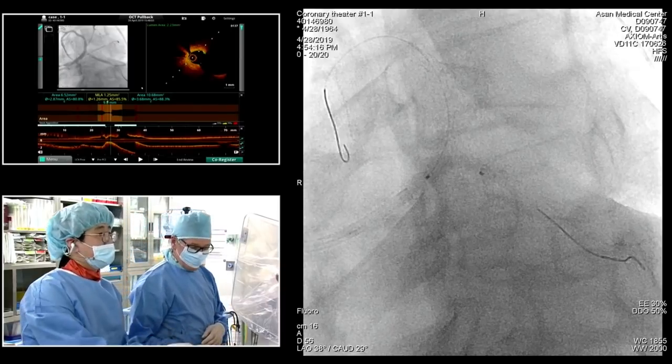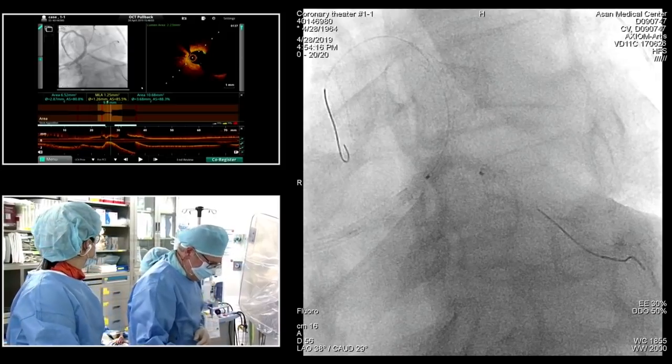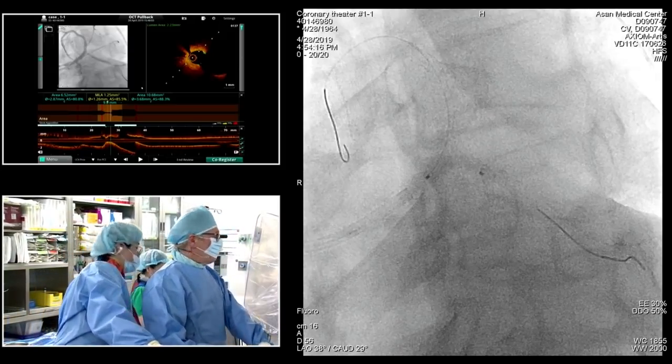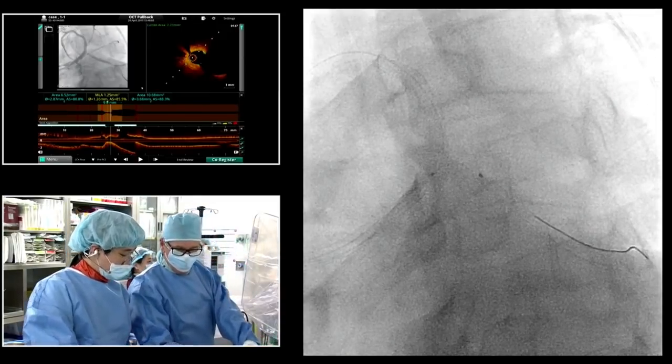Okay, deflate. So we have done a long inflation, 45 seconds. Saline. Now you can give me the balloon.